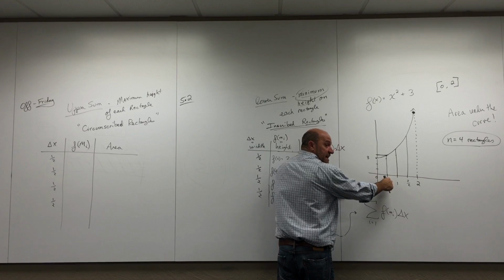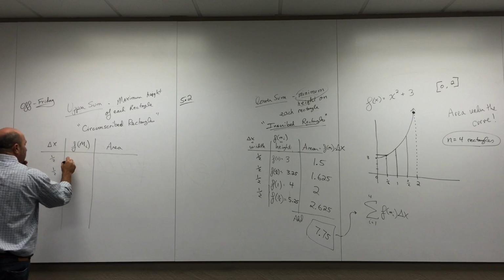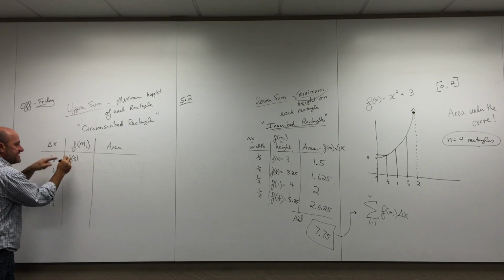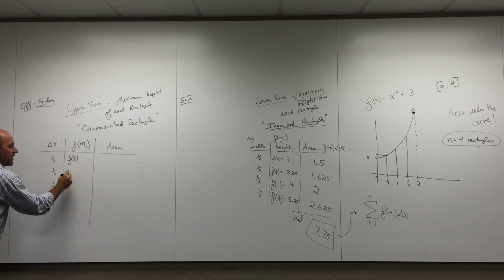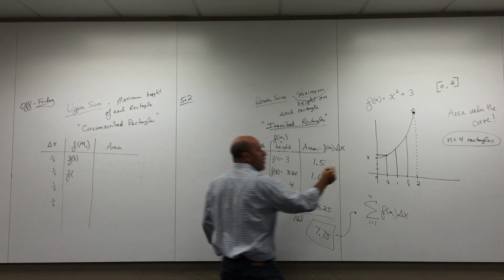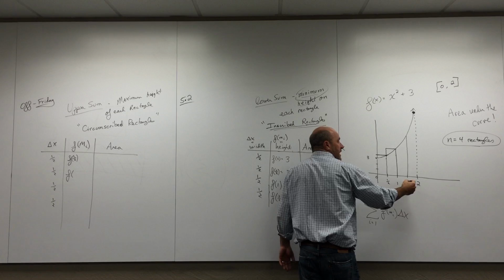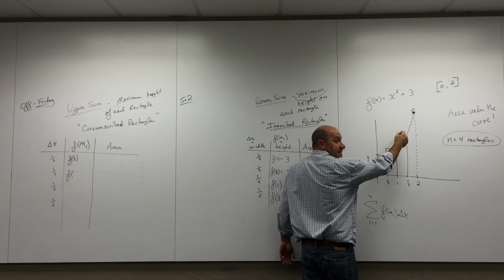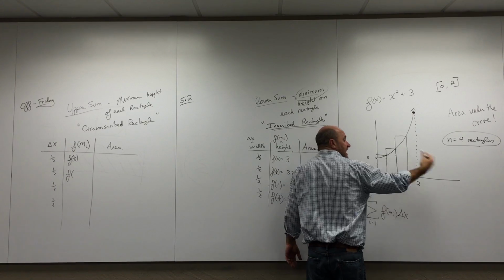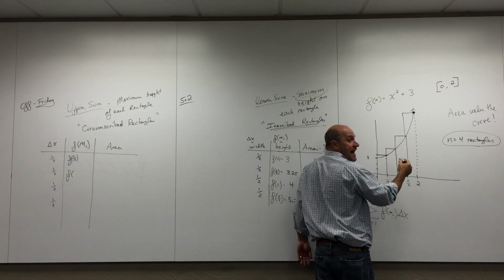I plug the half into the function to get that height. So I'm plugging a half into the function. That has nothing to do with the width. It's the half that's that x value. For the next rectangle, what do you plug in to get the height? 1. You plug in a 1 in order to get that circumscribed height. For the next rectangle, you plug in a 3 halves and you get this height of this rectangle. For the last rectangle, you plug in a 2 and you get this overestimated height.